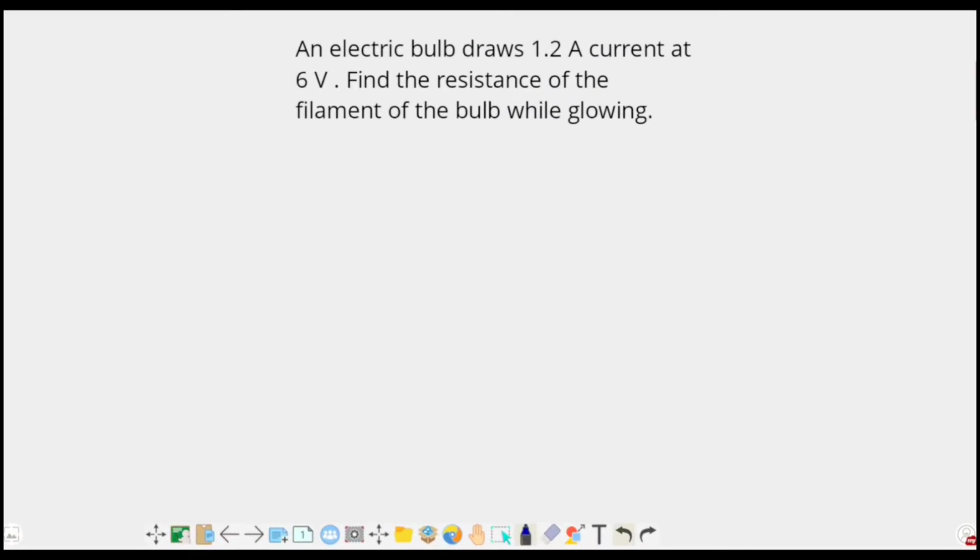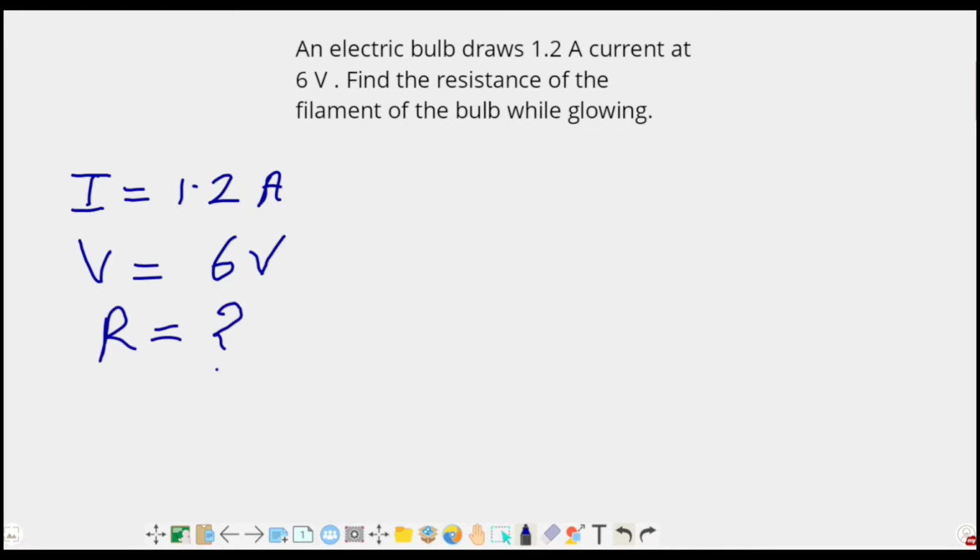Now students, let's solve the next sum. An electric bulb draws 1.2 ampere current. So your I is 1.2 ampere. Ampere is already the SI unit. At 6 volt, so your potential difference is 6 volt. Find the resistance of the filament of the bulb while glowing.